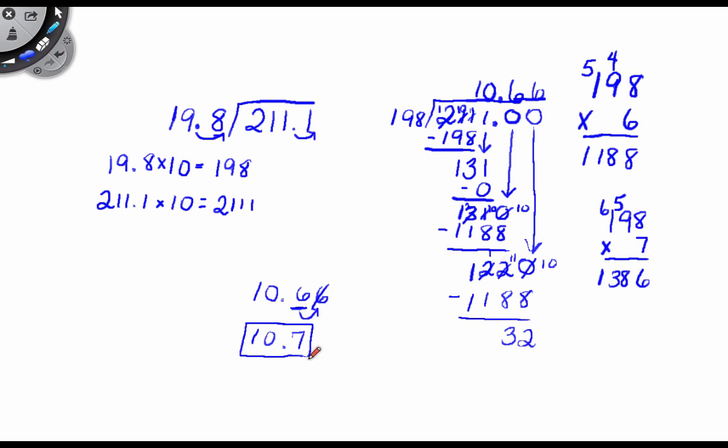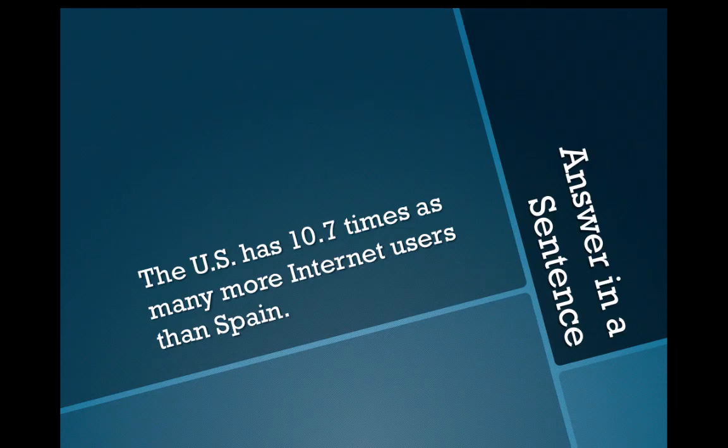The question was, how many more times internet users does the US have than Spain? So when we answer that in a complete sentence, we could say that the US has 10.7 or 10 7/10 times as many more internet users than Spain.